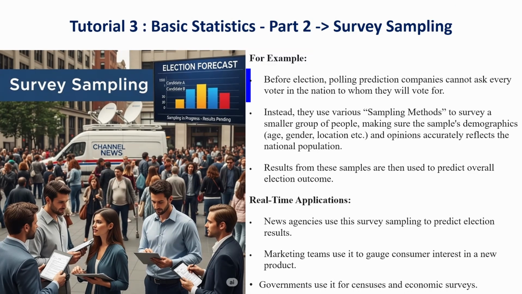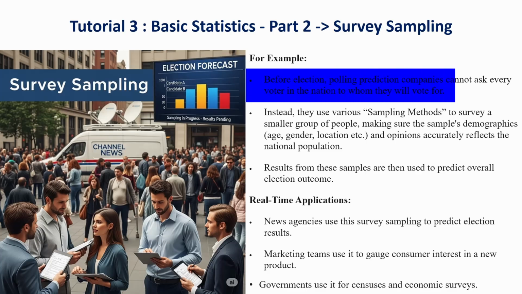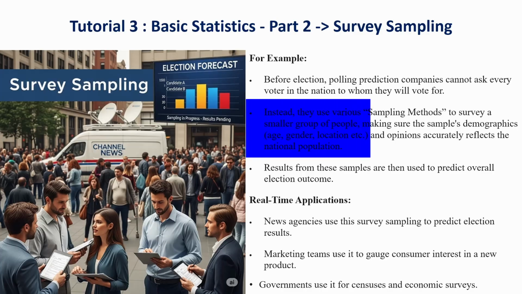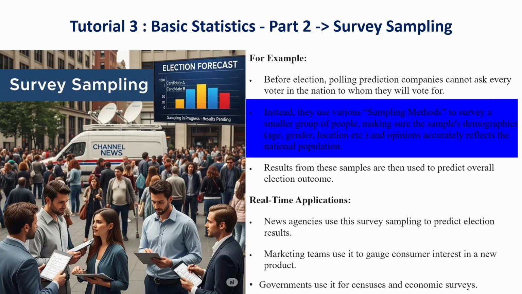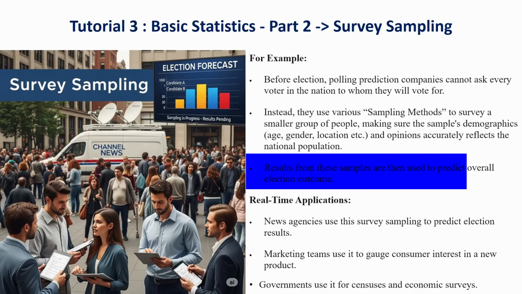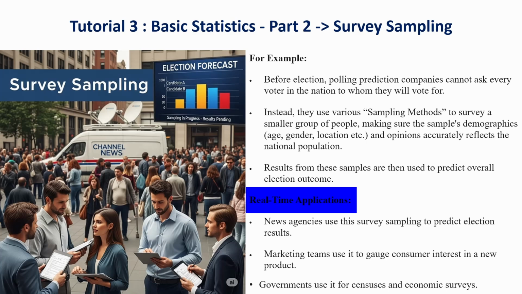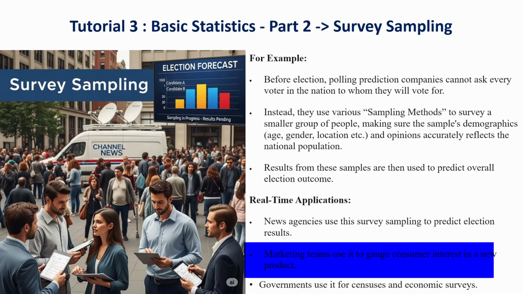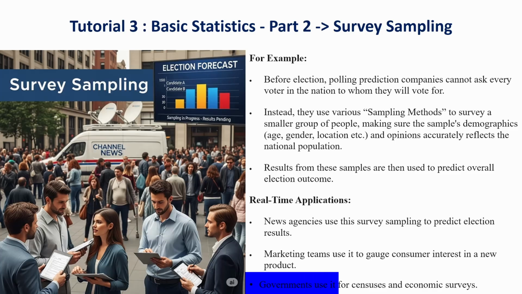For example, before an election, poll prediction companies cannot ask every voter in the nation whom they will vote for. Instead, they use various sampling methods to survey a smaller group of people, making sure the sample's demographics like age, gender, location, etc., and opinions accurately reflect the national population. Results from these samples are then used to predict overall election outcomes. Its real-time applications are: news agencies use survey sampling to predict election results, marketing teams use it to gauge customer interest in a new product, and governments use it for censuses and economic surveys.